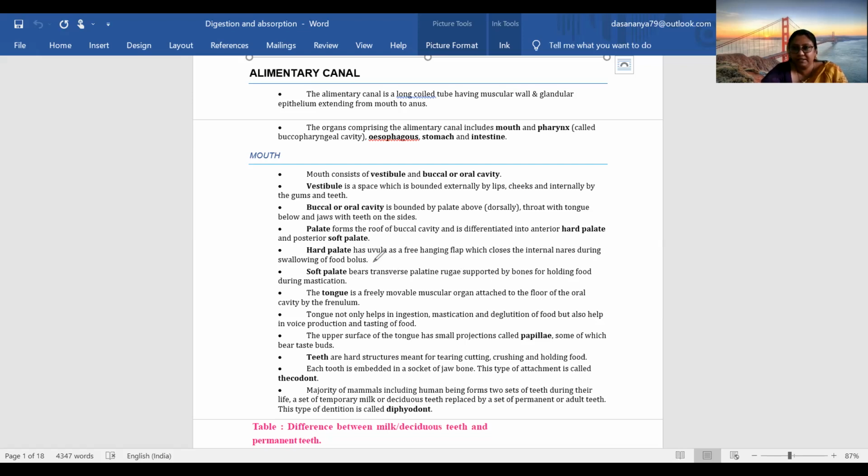Actually, जब हम खाना खाते हैं, I will draw a separate diagram to make you understand. Consider this is the nasal passage and we have a mouth part. So both our mouth cavity and nasal passage have a common area called pharynx.